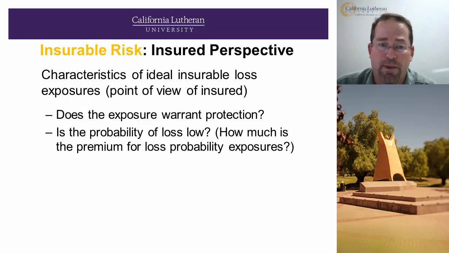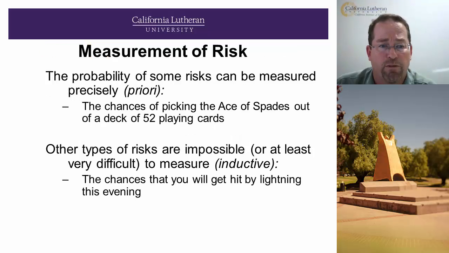Now, from the insured perspective, an insurable risk, some of the characteristics will be, does the exposure warrant protection? Is the probability of loss low? How much is the premium for the loss probability exposures? The measurement of risk comes by looking at the probability of some risks that can be measured precisely. So for example, if you take out a deck of cards, the chance of you pulling the ace of spades is exactly 1 in 52. Other types of risks are impossible or very difficult to measure. So the chance you'll be hit by lightning this evening.